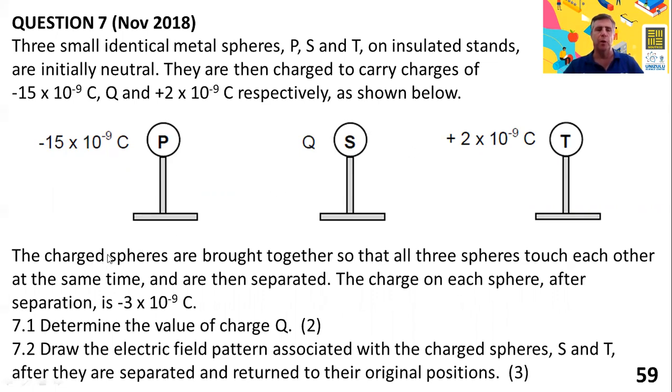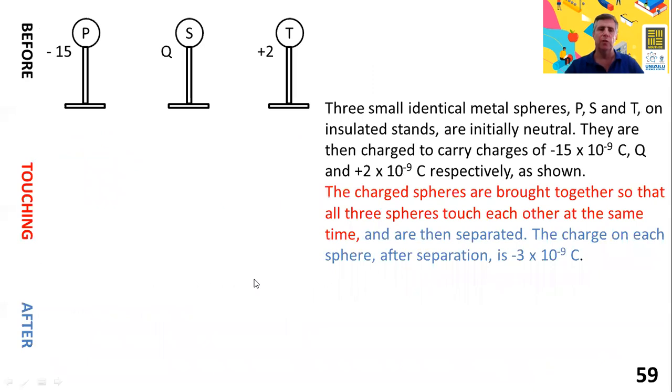You're told for the first part, the charged spheres are brought together so that they all touch each other at the same time, and they're then separated. The charge on each sphere after separation is minus 3 nanocoulombs. And of course, you're asked to calculate Q and then draw an electric field pattern. Let's go through it slowly.